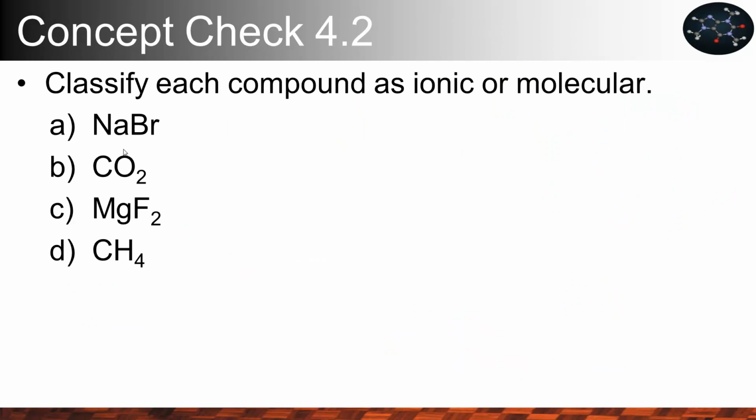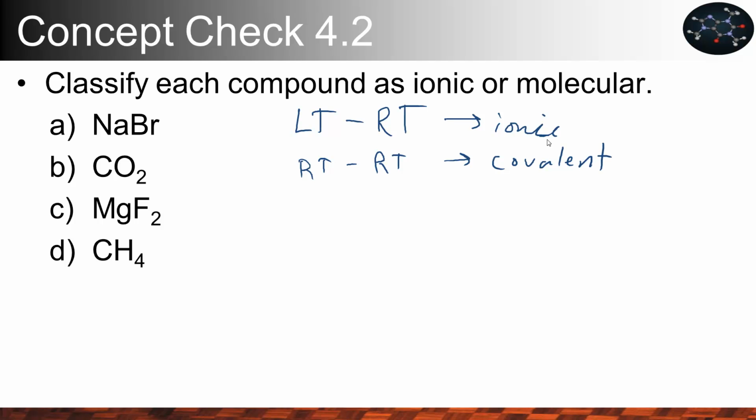Okay, so let's look at each of these and decide whether this is ionic or covalent. And to do that, pull out your periodic table. Are we looking at something that's left side, right side? If so, it's ionic. Are we looking at two things from the right side? If so, it's covalent. That's as difficult as it is.